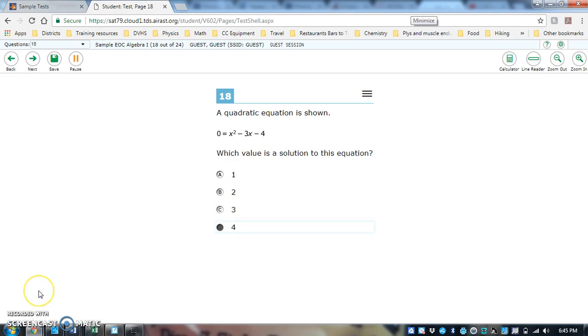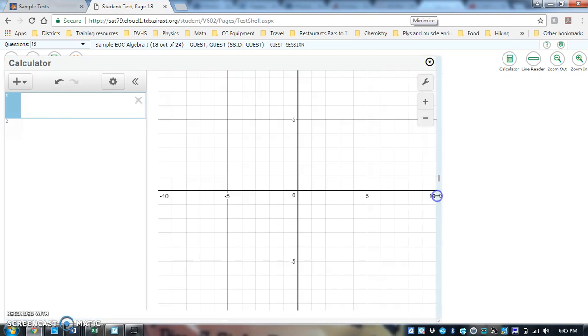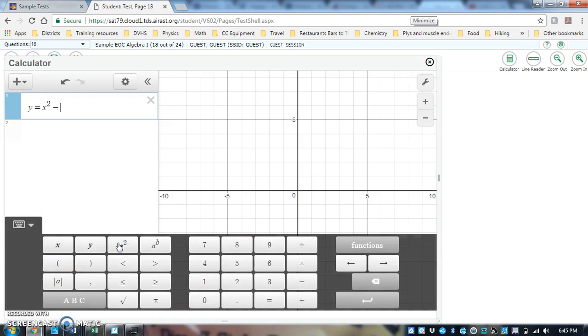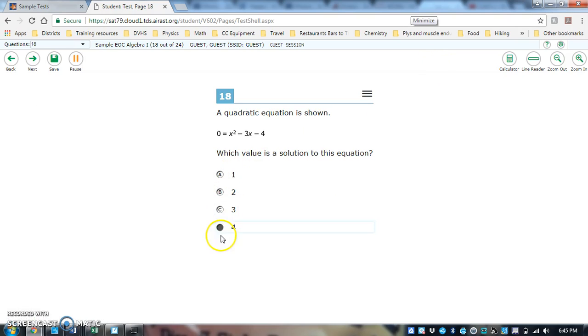Now, for the rest of the world that didn't factor that in your head, here's the easy way to solve this. The easy way is to use your calculator, graph it, and find your x-intercepts, because those are also your solutions. So y is equal to x squared minus 3x minus 4. And we look at that, we have two x-intercepts, negative 1, 0 and 4, 0. If we go back to our answers, negative 1 is an option, 4 is, that's our answer.